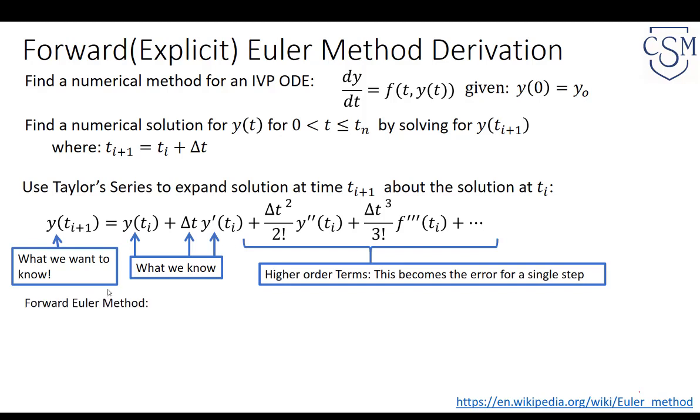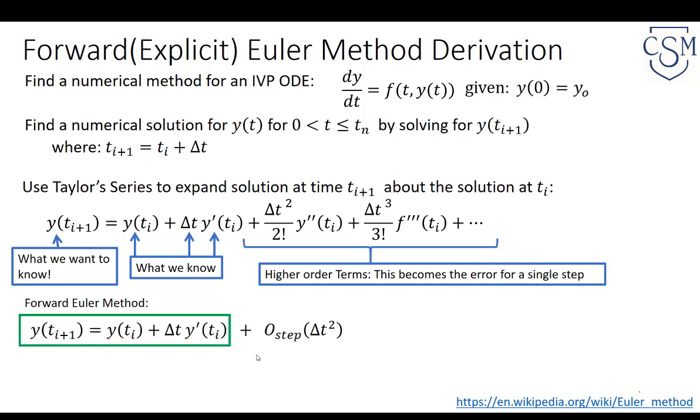So the forward Euler method is given as y of t i plus 1 is y of t i plus delta t times y prime of t i, plus the error of the higher order terms. Now, of course, this is the error of just one step. So we say the error of the step is of order delta t squared. That is, as delta t decreases, the error for the step decreases with respect to delta t squared. So this is our forward Euler method.